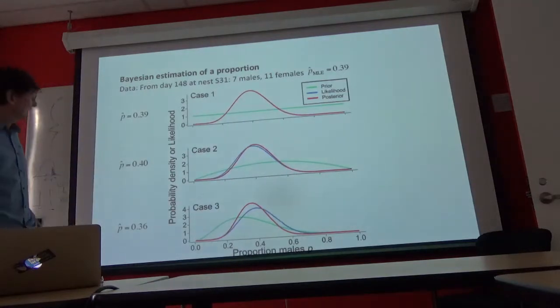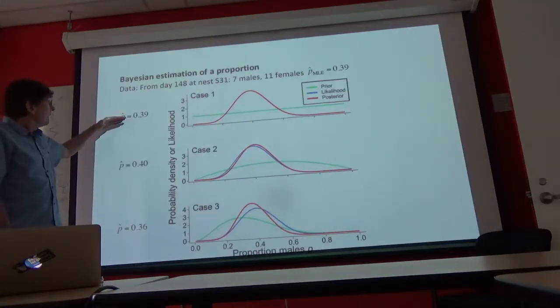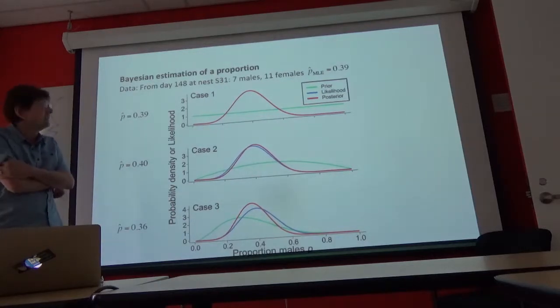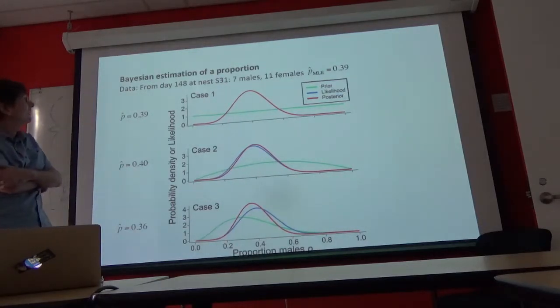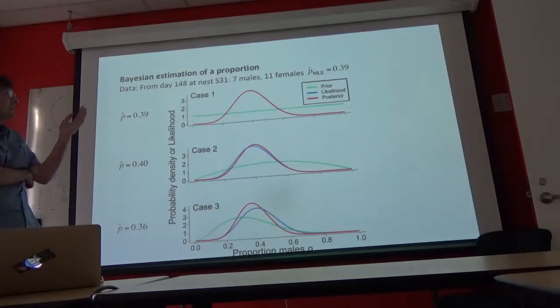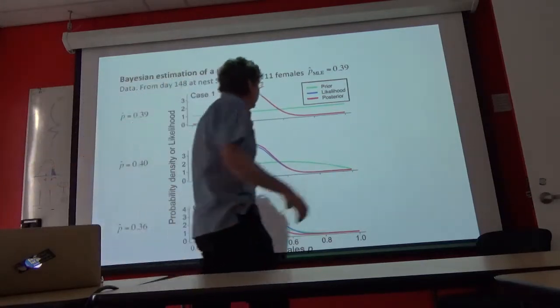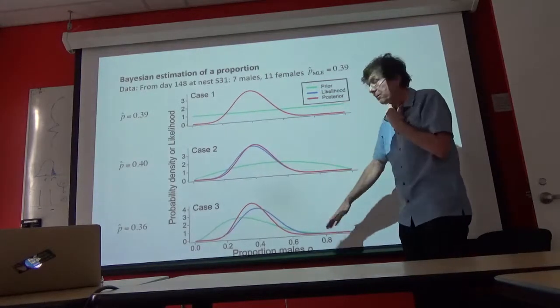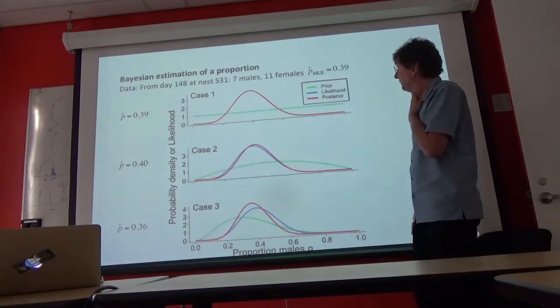Okay, so here are the three cases, and here are the maximum probability estimates of the proportion of males in those three cases. So I just looked at a small data set of 18 individuals, say, which they collected on one day. And in green, I've shown the three priors that I just went through.